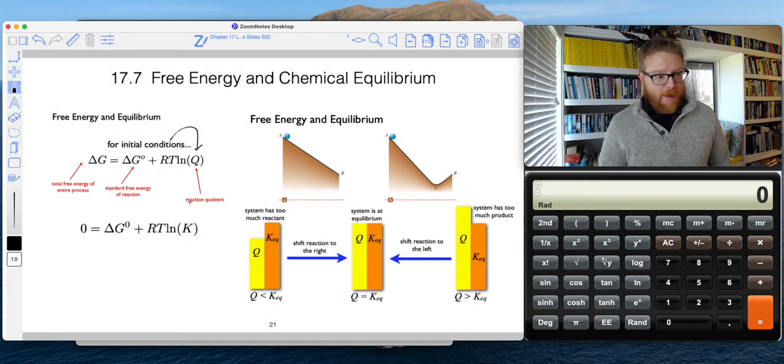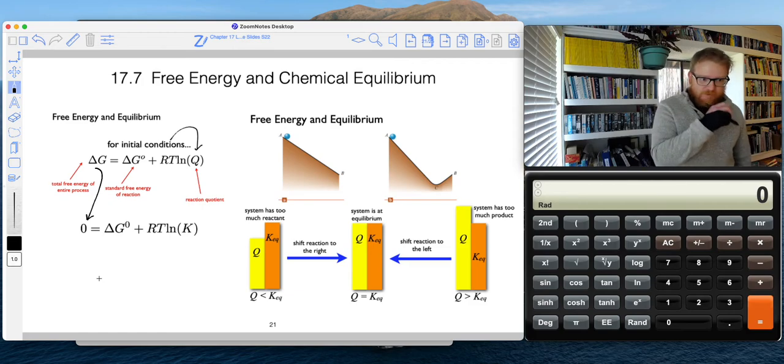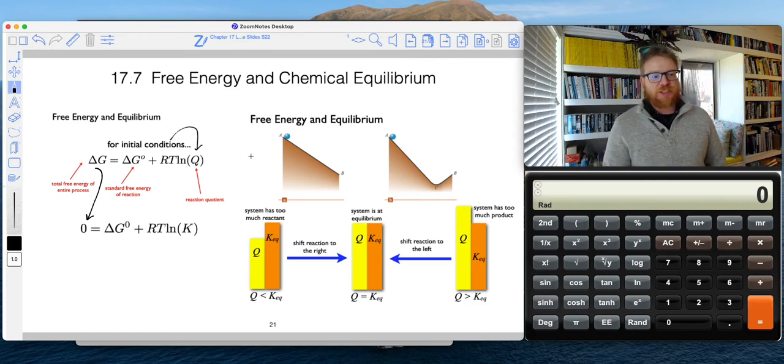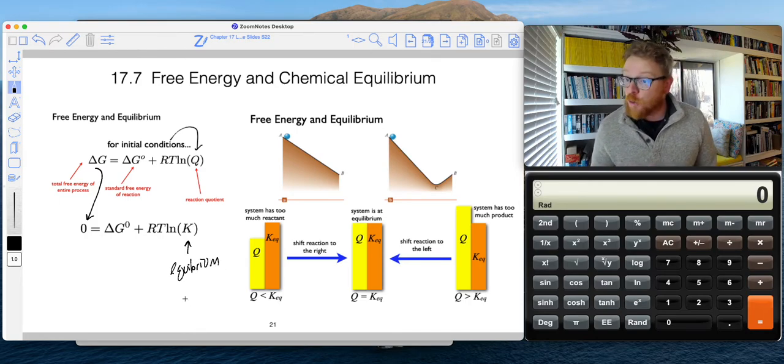So what ends up happening when this delta G total is equal to 0, this special relationship emerges, and now instead of having Q, I have my equilibrium constant. So when delta G total equals 0, we have achieved equilibrium, which is pretty cool.